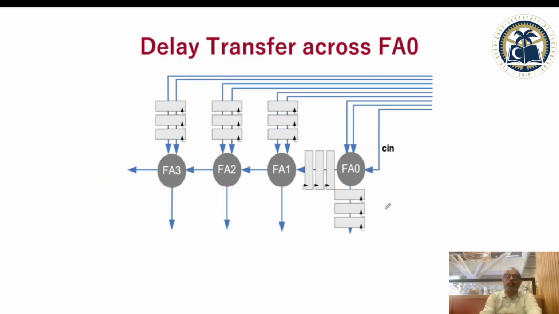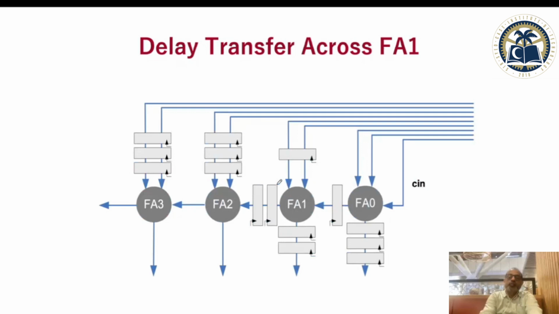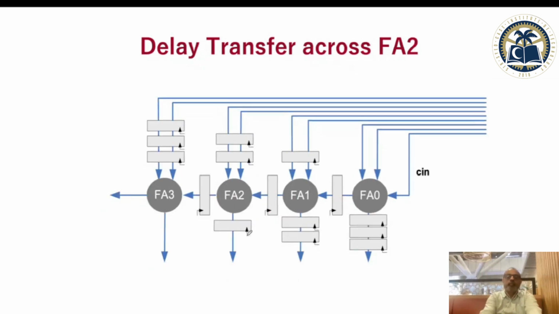Now what you do is you take two of them from here, two of them from here, and move them across this full adder. So now it is like this. Now you just leave one register here. You take this one and move it across this and this. So you will have this design.